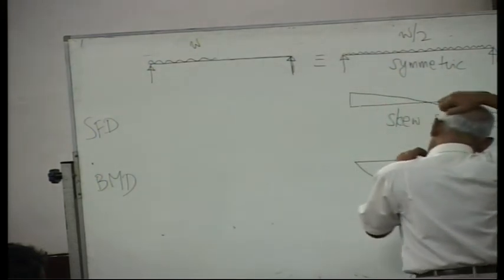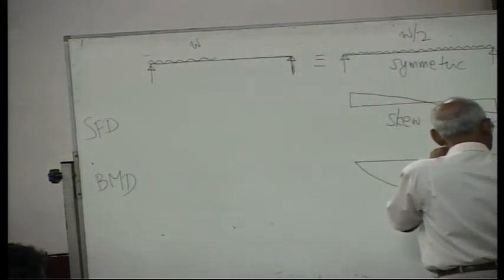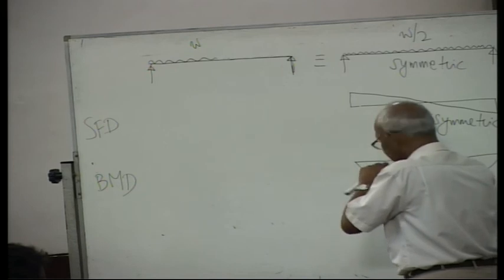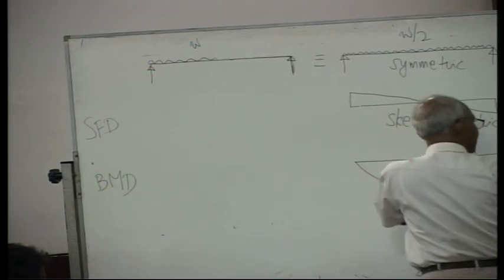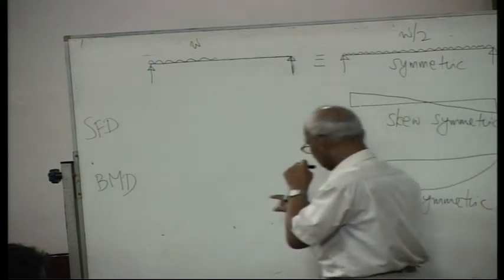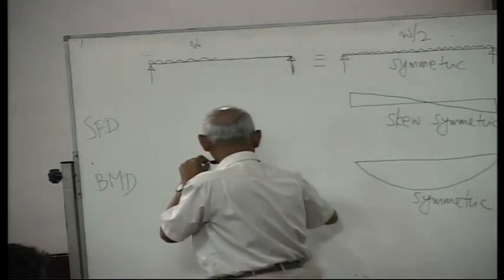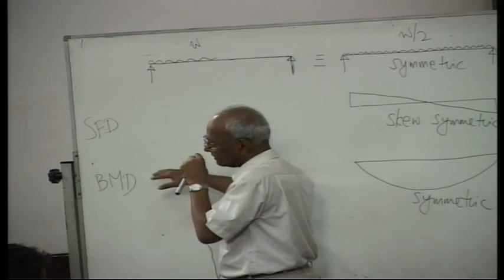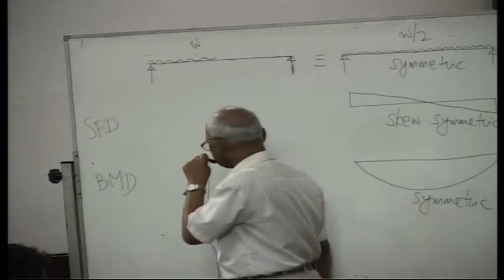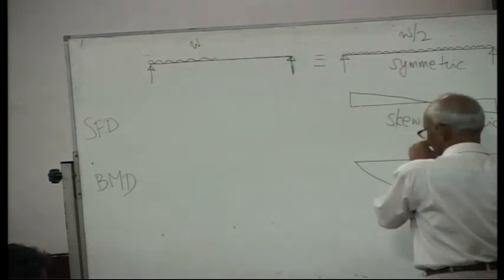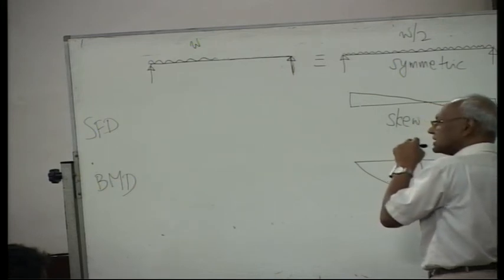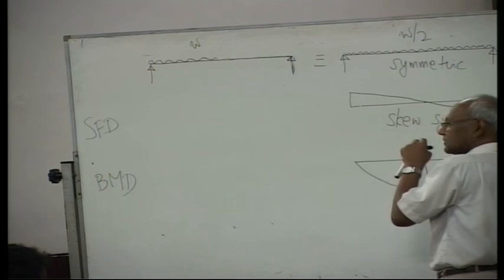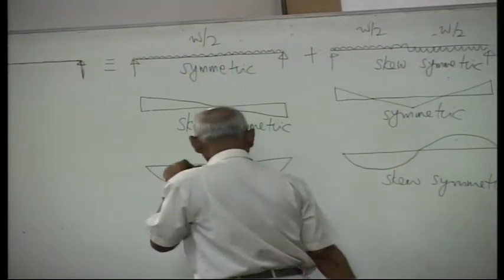Where bending moment is concerned, this negative bending moment will be additive in that region. This bending moment will be additive. And here this negative bending moment will be reduced by this, right? So you get a fairly large bending moment here, but reduced here. But everything will be negative, right? Everything will be negative. Here this will be positive, of course, but that will just serve to reduce this negative part, right?